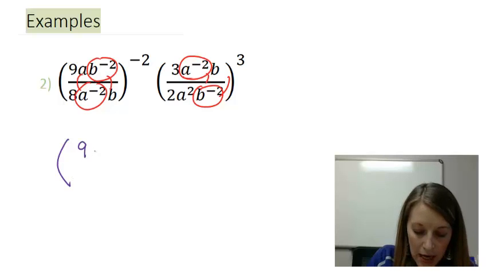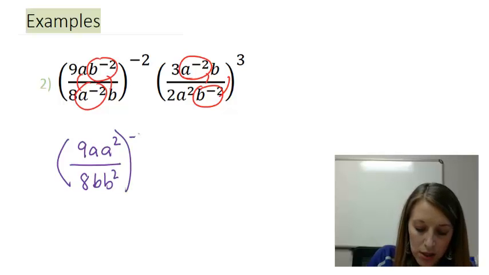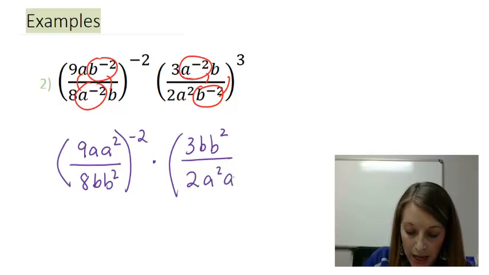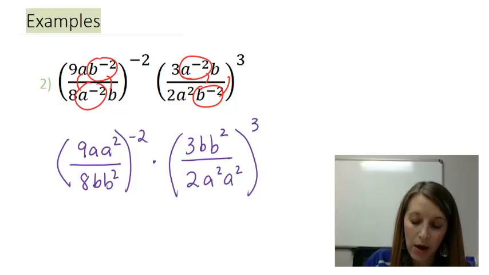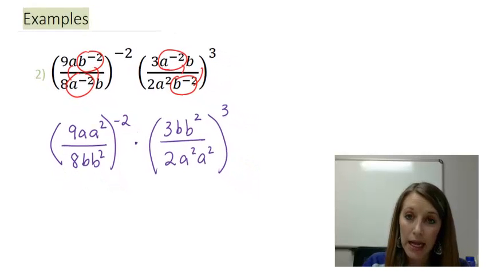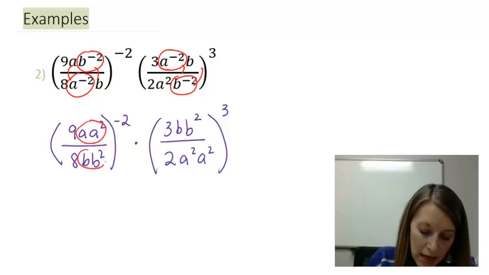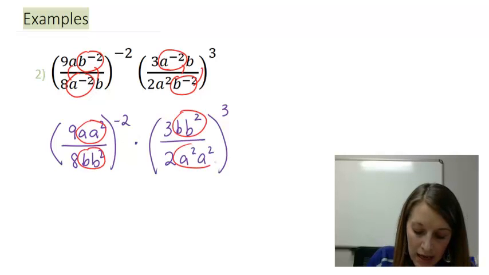So that gives me a 9a squared over 8b squared, all to the negative second power, times 3b squared over 2a squared, all to the third power. Again, I'm going to focus on simplifying my inside before I get to my exponents on the outside. So I can combine all of these like guys on the inside.